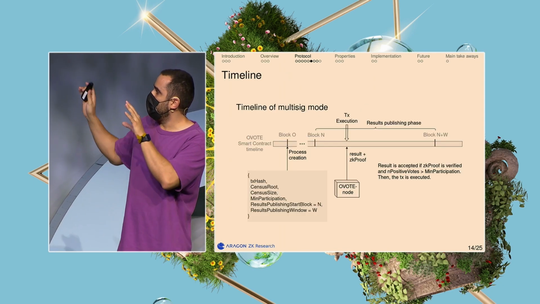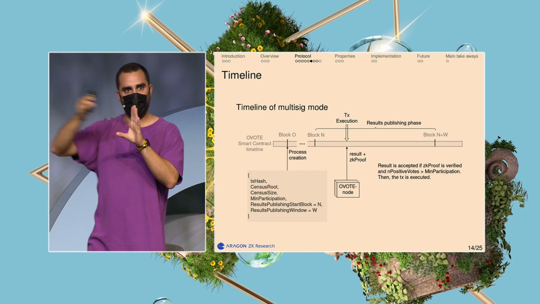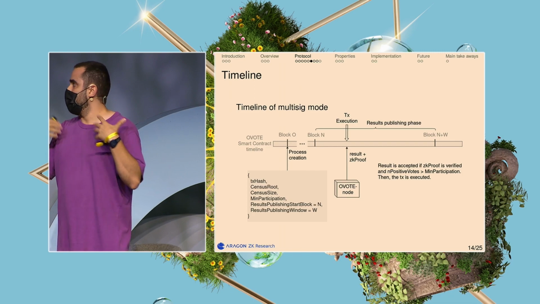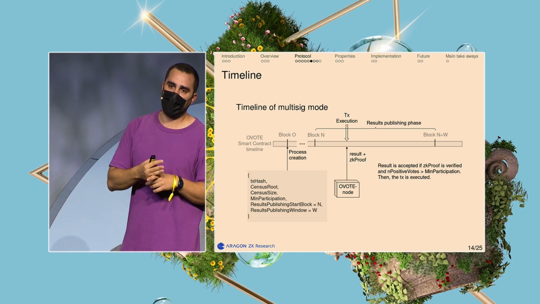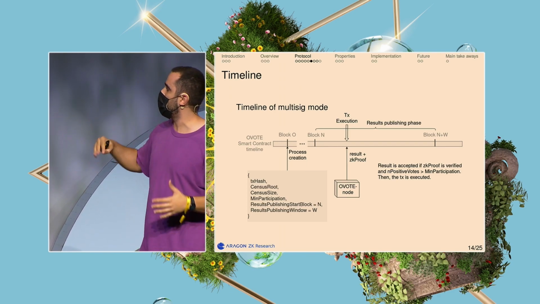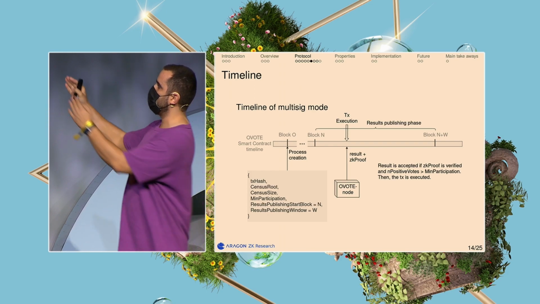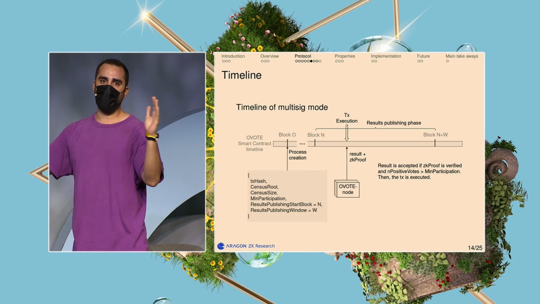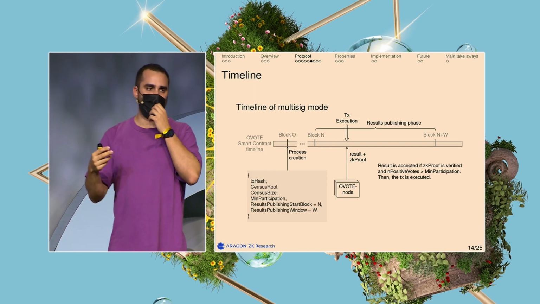So here is a little bit of how this timeline looks. This is the line of the smart contract block timeline, let's say. At the first moment, the organizer sends an Ethereum transaction containing this data: the transaction hash, census root, census size, and minimum participation. This is the threshold of how many voters you need to have these results accepted. And also important here are the results publishing start block and the results publishing window. This is, as you see, from the block N to the block N plus W. This is the window of time where any OVOTE node can send a valid zk-SNARK proof claiming a specific result.